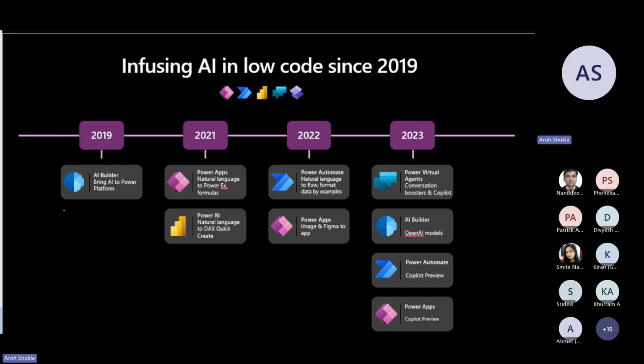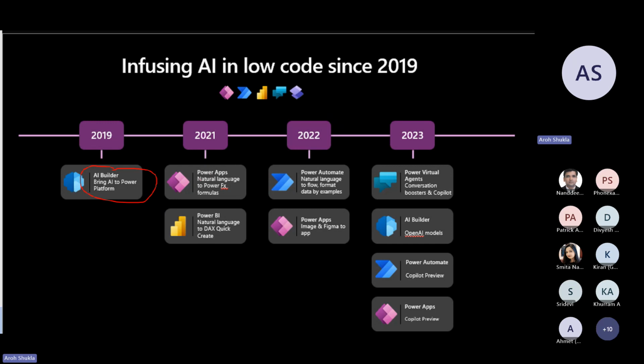Okay. Now, many people think that AI is new, but AI has been there for many years. One thing I want to share is that in 2019 we released AI Builder, right? People know about AI Builder. So it's almost 4 years. We released AI Builder in 2019.